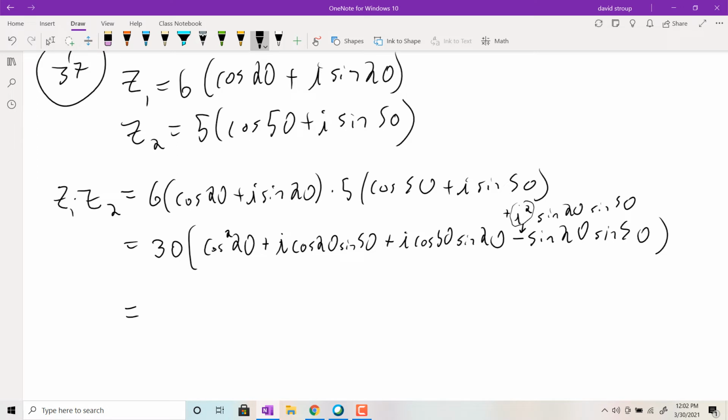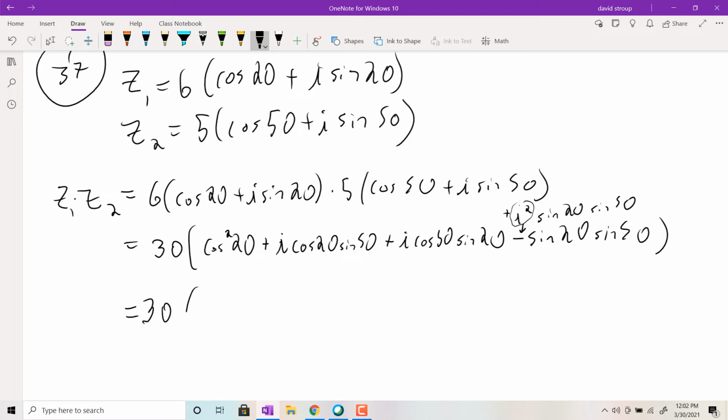Can we simplify this at all? Not really, right? So what are you going to do here? You're going to use the cosine and sine sum formulas and the reverse of them. But first we want to group the imaginary and the real parts together.